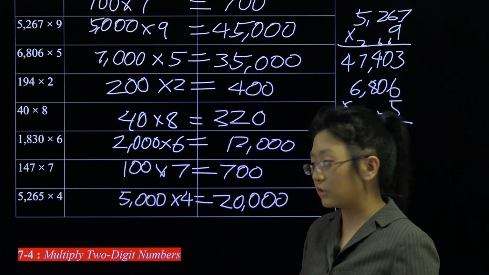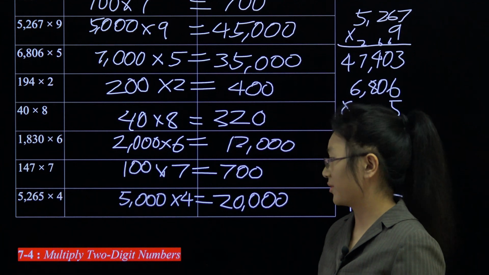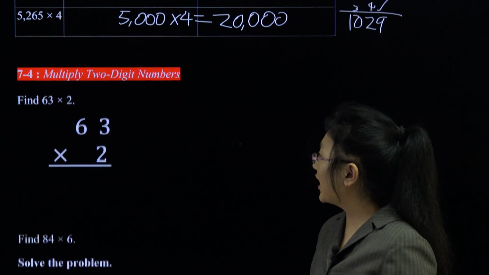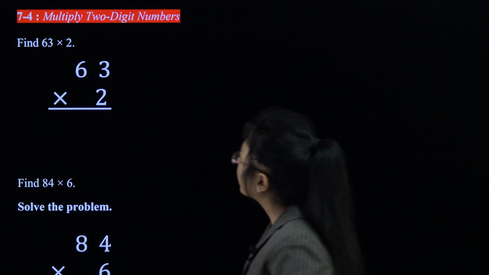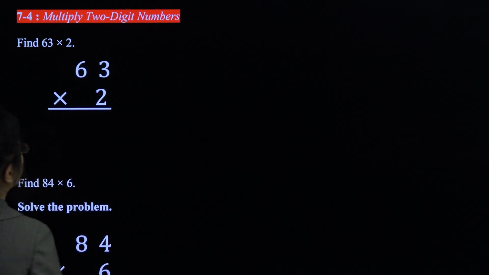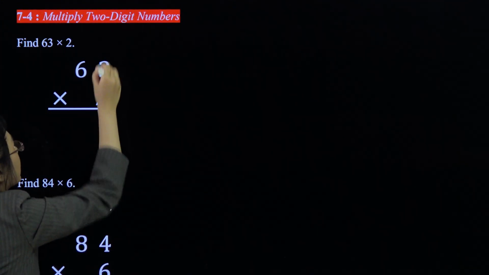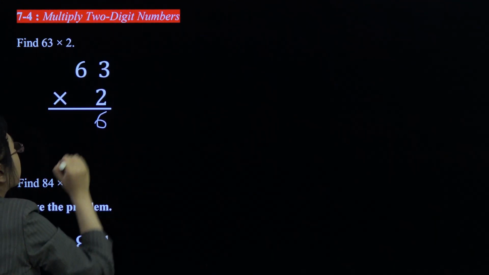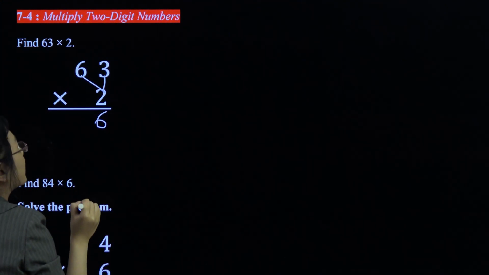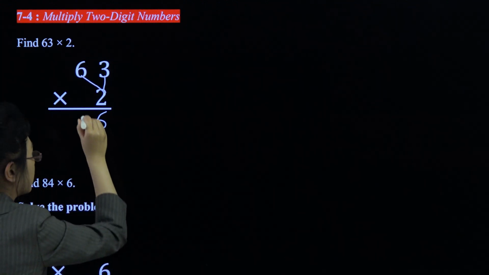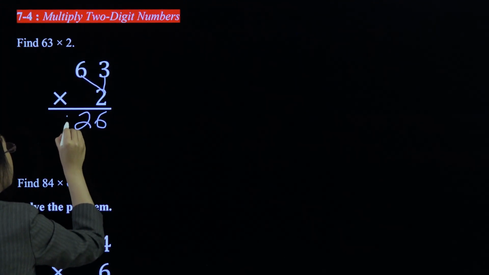So we move on to multiplying 2-digit numbers with 1-digit numbers. Such as, find 63 times 2. Here's how you would go about it. First, you would multiply the ones. 2 times 3, 6. And then you would cross over to 2 times 6, which is 12. And then you write it beside the 6.